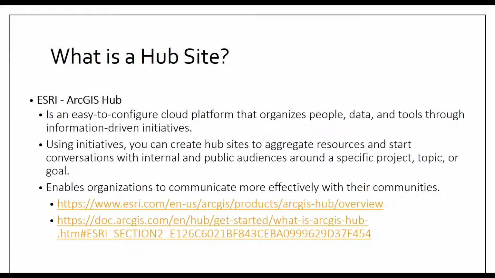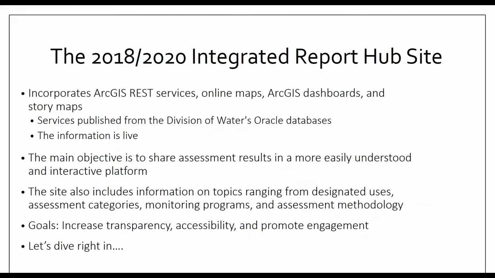We used an Esri ArcGIS Hub, and I took this directly from Esri's webpage because they can define it better than I can. They define it as an easy to configure cloud platform that organizes people, data, and tools through information-driven initiatives. Using initiatives, you can create hub sites to aggregate resources and start conversations with internal and public audiences around a specific project topic or goal. And it enables organizations to communicate more effectively with their communities. So I thought that sounded great.